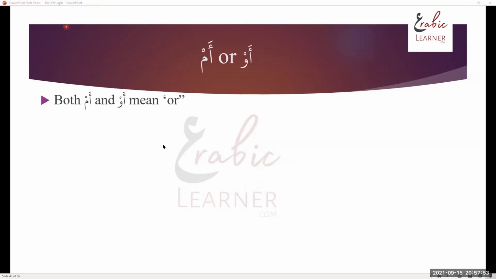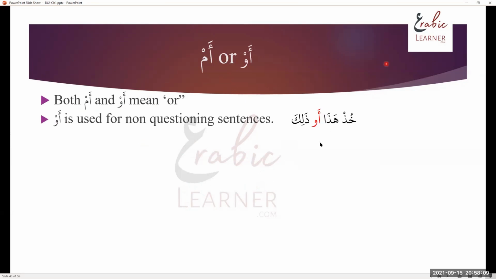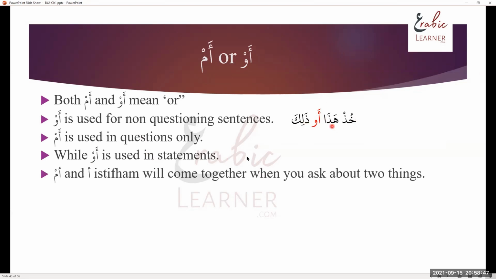So what I want to say is that aw and am both mean or. But aw is used in non-questioning sentences. For example, khudh hadha aw dhalika, take this or that. Here there is no question. Here a choice is given. Take this or that. Here you will use aw. Here you will not use am. That will be wrong. Khudh hadha am dhalika is wrong. But am is used in questions when you are comparing two things, and aw is used in normal sentences.